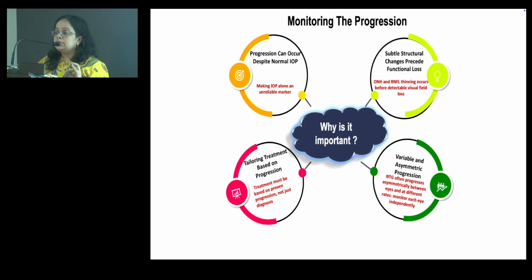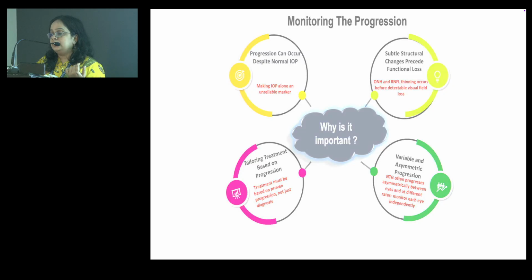It's important because progression can occur despite normal intraocular pressure, and there can be subtle structural changes that precede functional loss. Treatment should be tailored based on progression. The treatment modifications can be done based on progression, and there can be variable and asymmetric progression. There can be variation between the eyes and between patients, and the rate of progression can vary. So it's important to monitor progression.